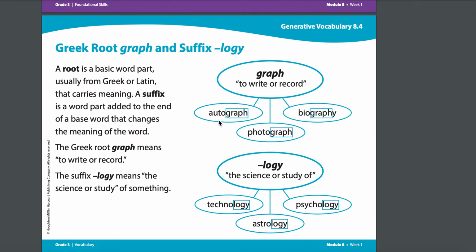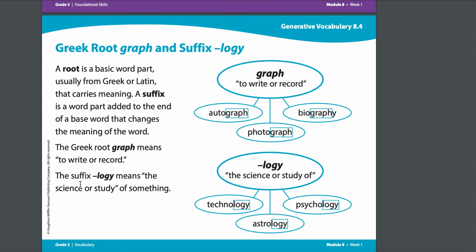And if I have autograph, an autograph is a person's signature. And famous people often write their autographs for others. When I see the root graph in other words, I will know that words have something to do with writing or recording. So we can look at photograph and biography and know that it must have something to do with writing or recording.